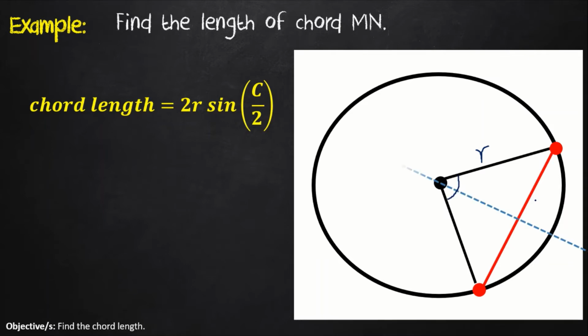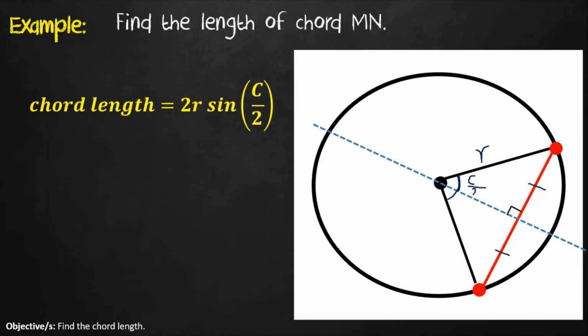Okay? Now, let us draw a perpendicular bisector. So, itong perpendicular bisector, perpendicular siya dito sa chord natin. And bisector, meaning it bisects the chord. So, itong part na to ng chord is equal dito. Okay? At the same time, na-bisect din itong angle natin. So, kung itong angle natin is represented by C, itong angle na ito ay kalahati ng C. So, that is C over 2.